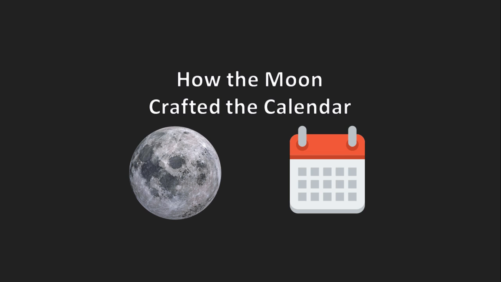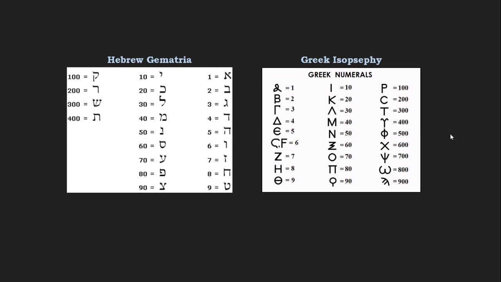In this video, I'm going to be sharing some research that I've been doing for the past several weeks into the spelling of dates on our calendar and how the moon is attributed this way. What we're going to be looking at in this presentation is, for starters, ancient Hebrew Gematria and Greek isopsephy. We're not going to be including a whole lot from either of these languages, just enough to show you how the moon is attributed in English.